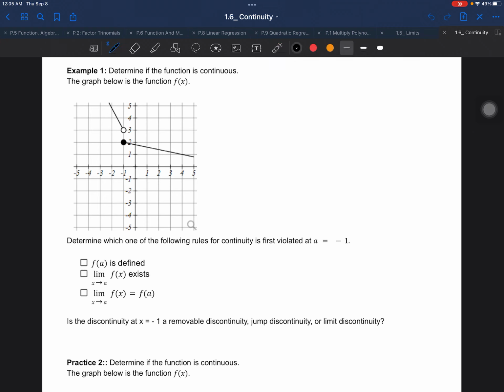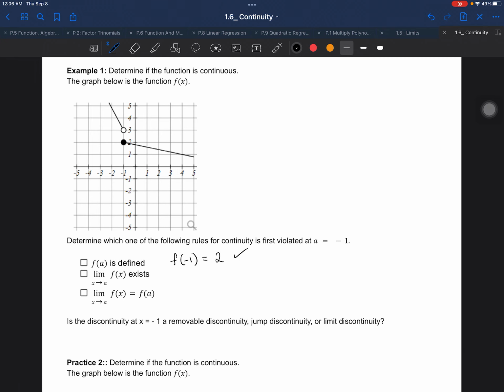Let's think about f of a. Is f of a defined in this example? And what I mean by f of a is whether f of -1 is defined. And if we notice, the value at -1 is defined here. There's a solid dot there. So it is defined. In fact, it is positive 2. So it is actually good. That's not what makes the function discontinuous. All right, so let's check the next one.